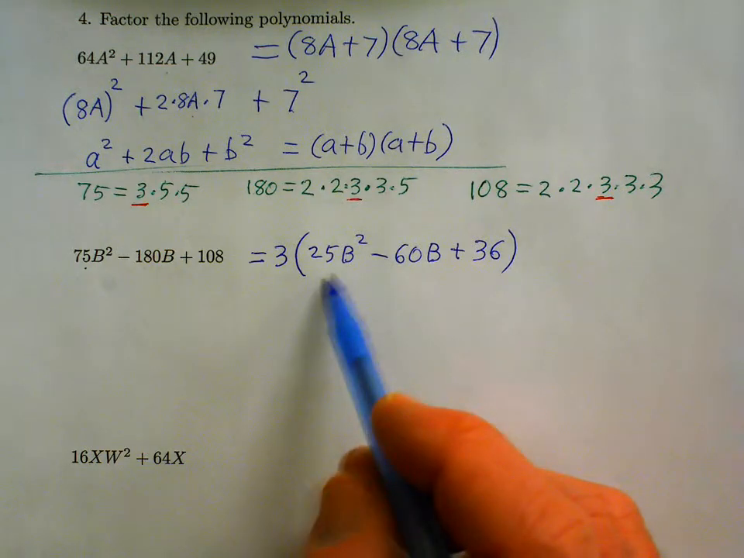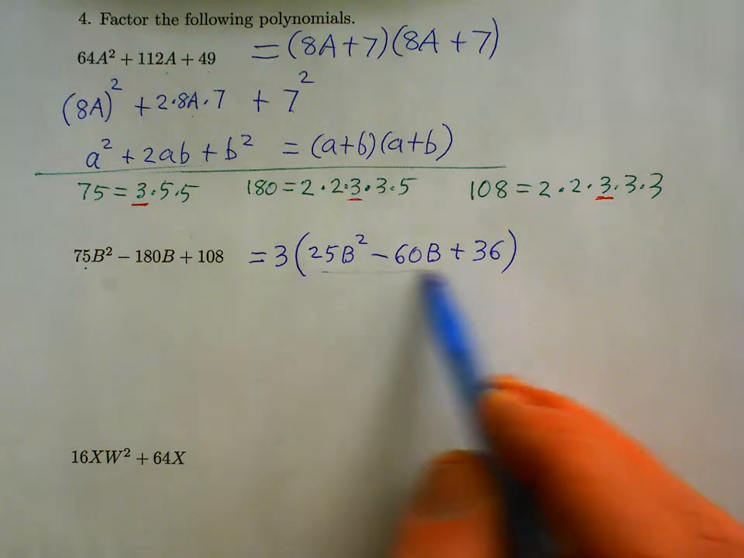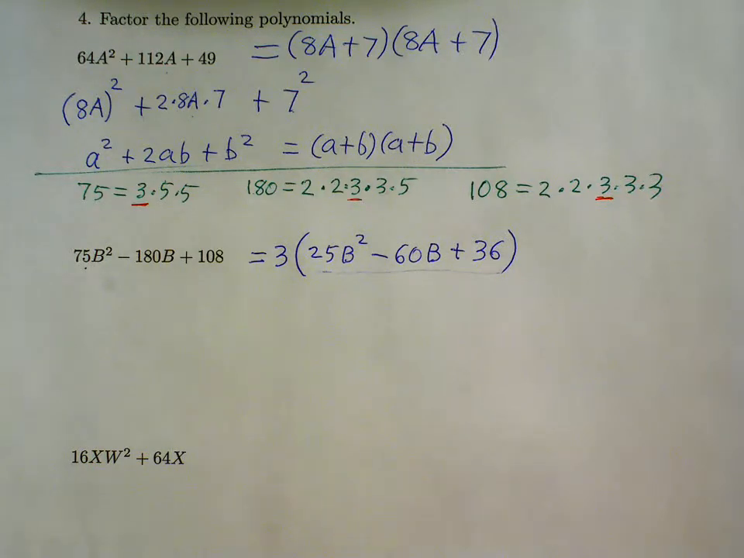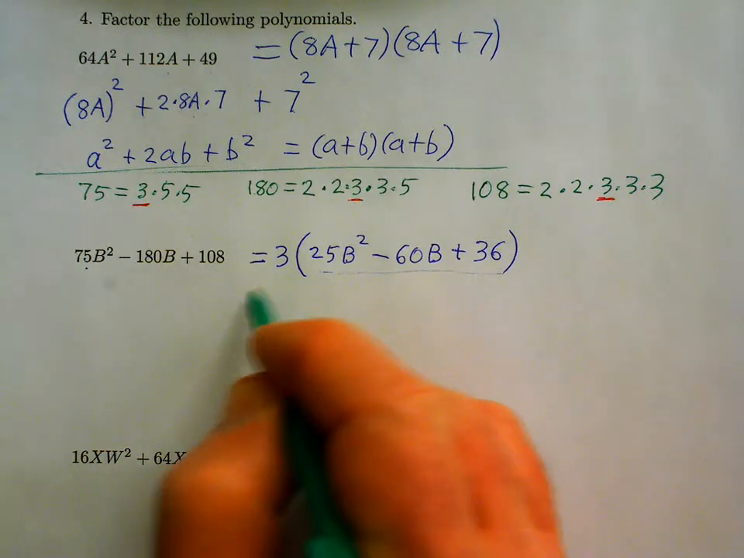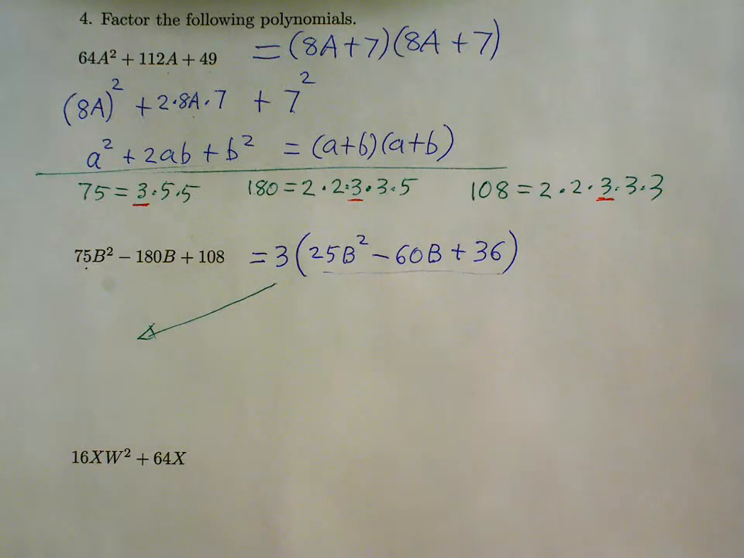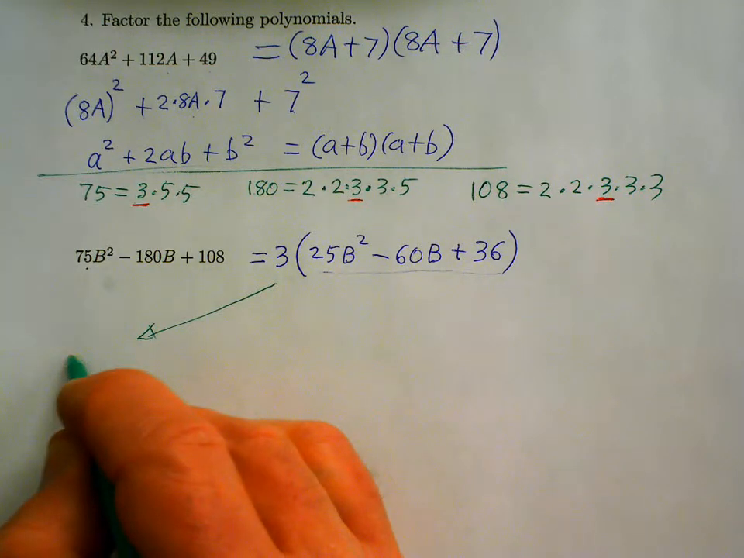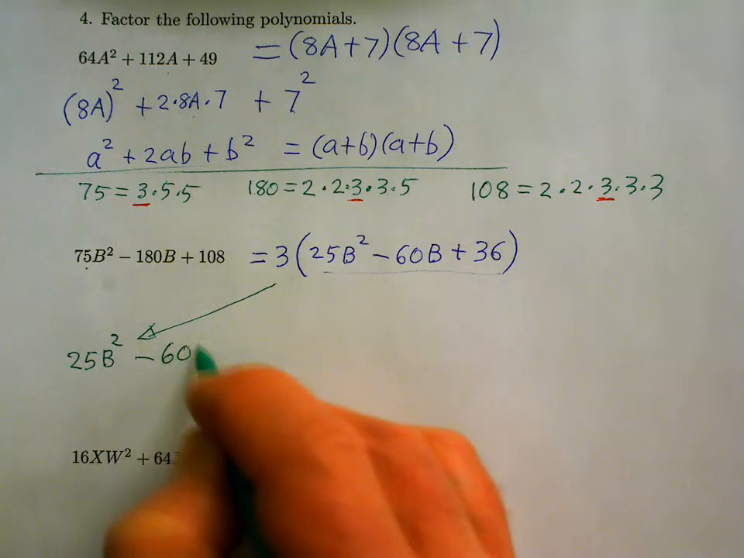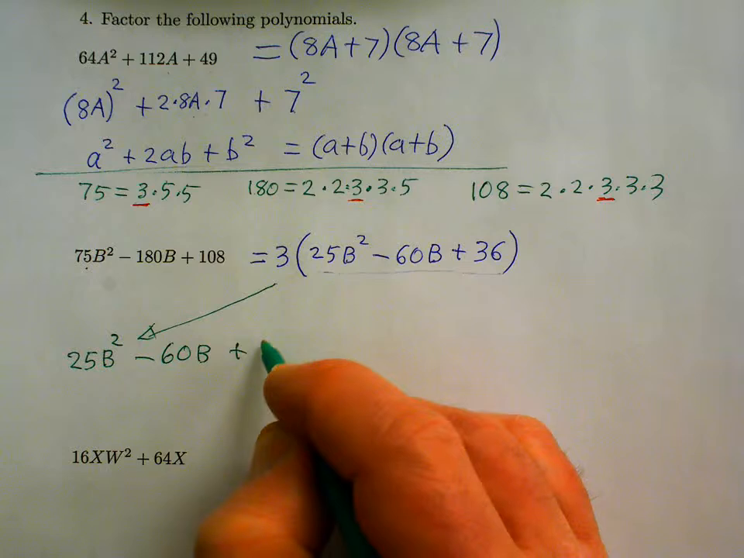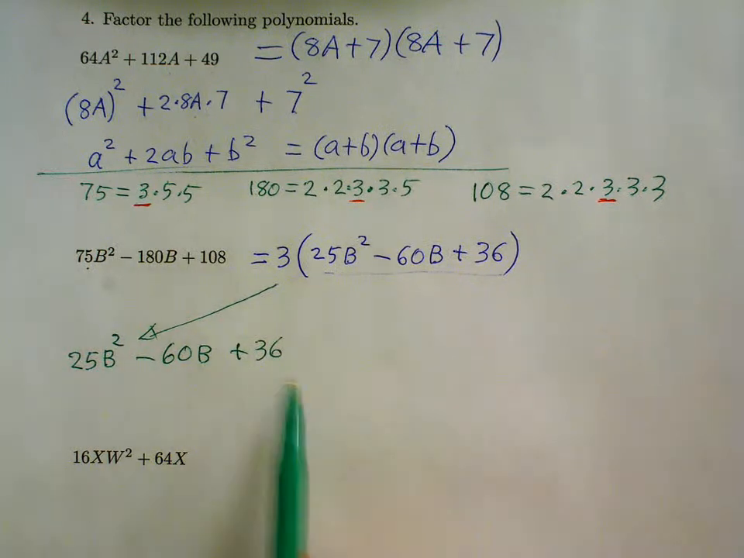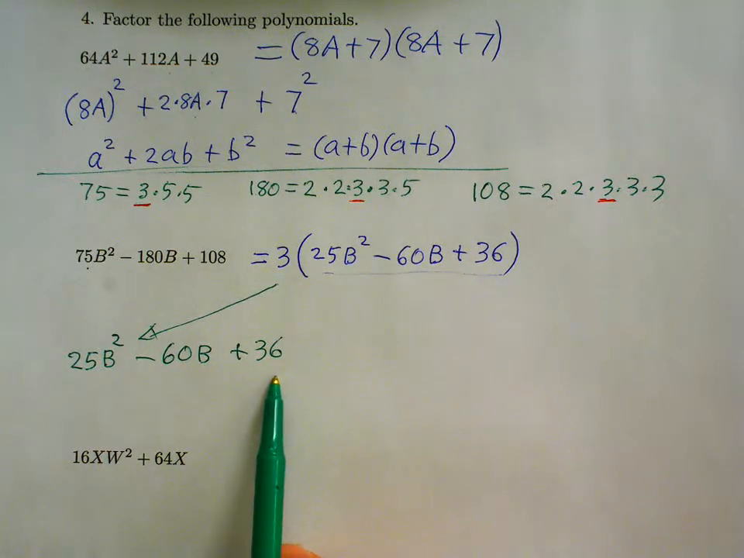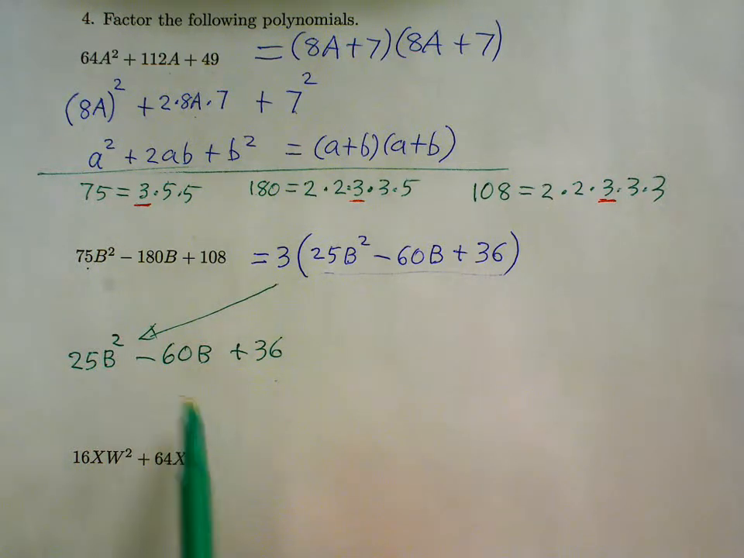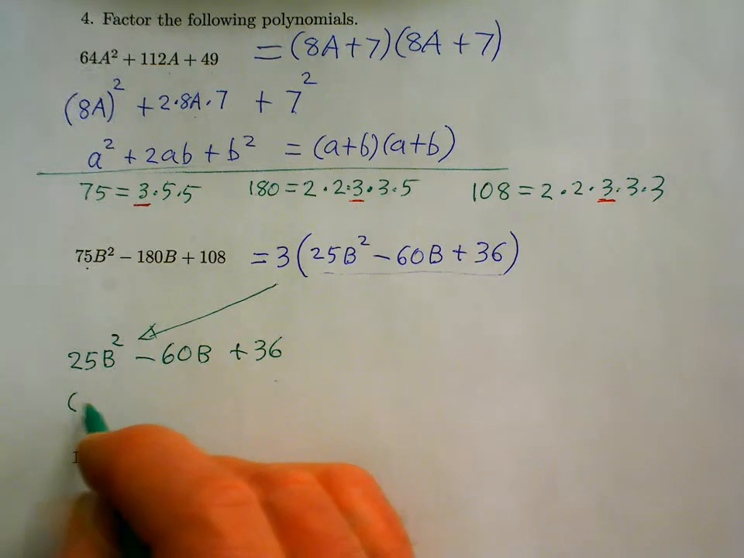Now we turn our attention to the trinomial, 25b to the second minus 60b plus 36. We'll look at that in isolation by itself. Notice the term on the left is a perfect square, 25b to the second. The term on the right, 36, is also a perfect square. 6 squared is 36. So we wonder if it's a perfect square trinomial, so we're going to check to see if it has the right form.